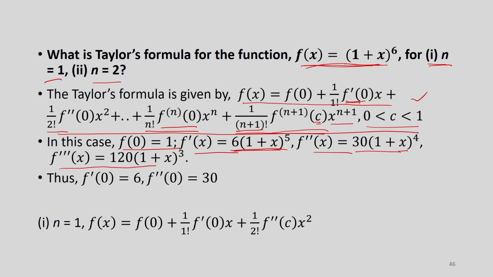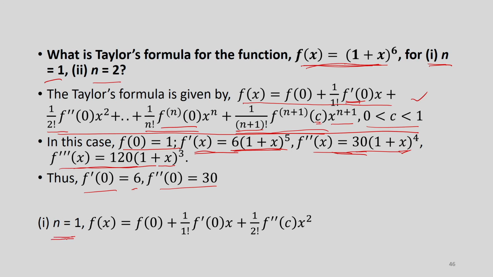and I also will require the third order differentiation of this, and that will give me 120 multiplied by (1 plus x) to the power 3. All right, and I have to find out the values of these at x equal to 0. If I put x equal to 0 here, it will just give me 6, and here it will give me 30. So, I now have everything I need, and now I just have to substitute them in the formula, and that will give me the answer.